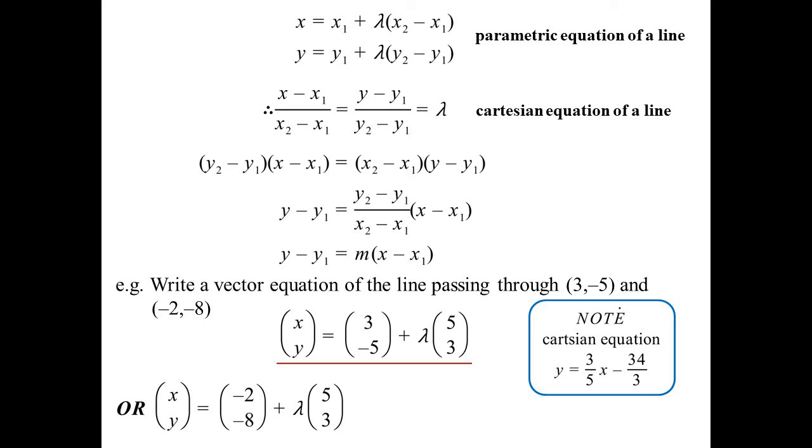Now, why is that important? Just have a look at the similarity between the slope and that vector there. That vector there is what we call the direction vector. So it's the direction that the vector is actually travelling in. The only difference is it's like upside down, if you like.